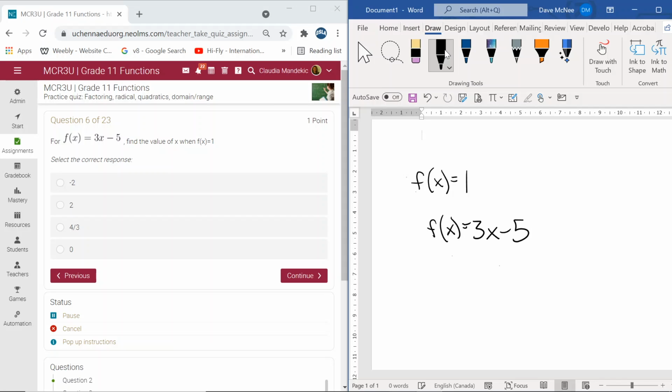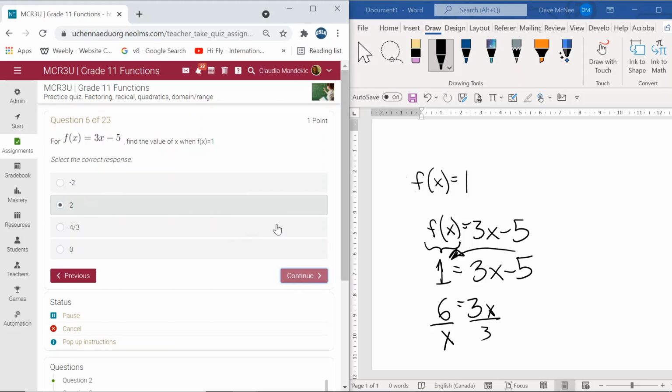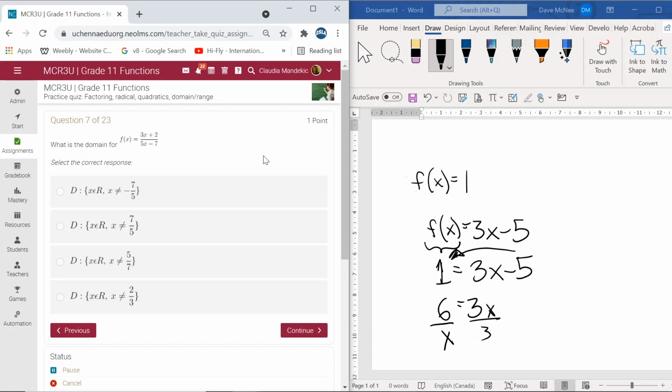So what I'm going to do is plug in, make f of x, the entire thing, equal to 1. It's not x is equal to 1, it's f of x is equal to 1. And then I go about solving this. It'll be 1 plus 5, which is 6, because I'm moving the 5 over, is equal to 3x, and then I'll divide both sides by 3 and I'll get x to be equal to 2. Awesome.